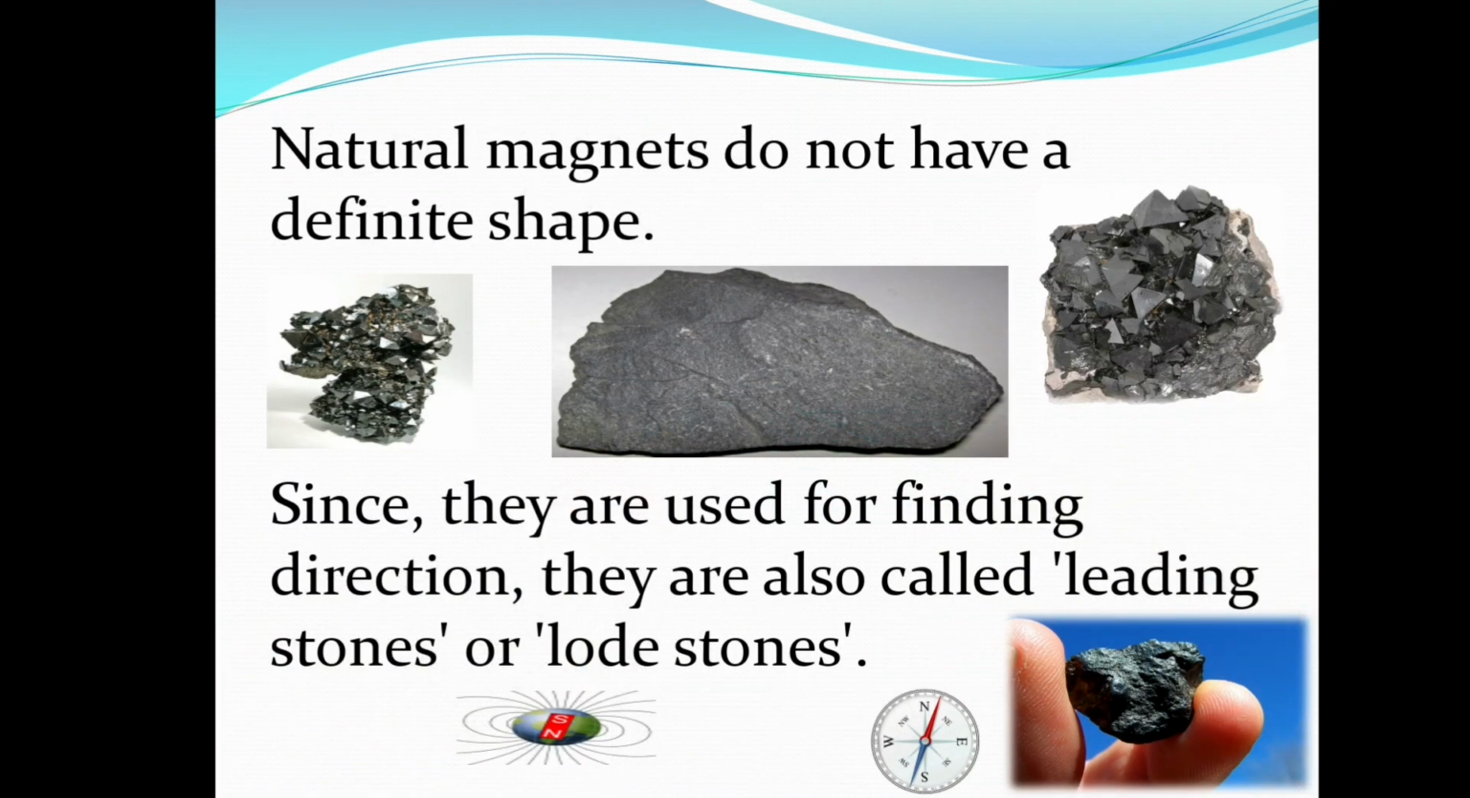So we have two types of magnets. One is natural magnets, another one is artificial magnets. Natural magnets, you can see here in the picture, do not have a definite shape. Since they are used for finding direction, they are also called leading stones or lodestones.